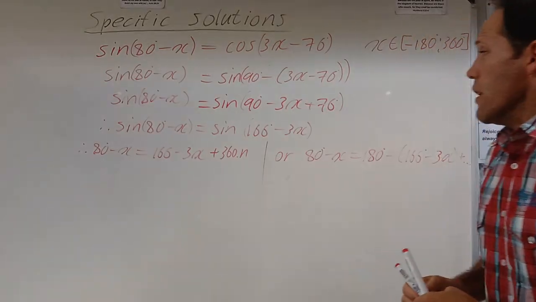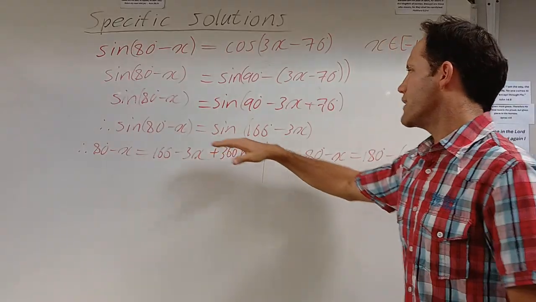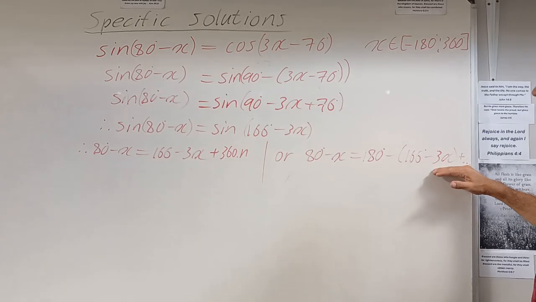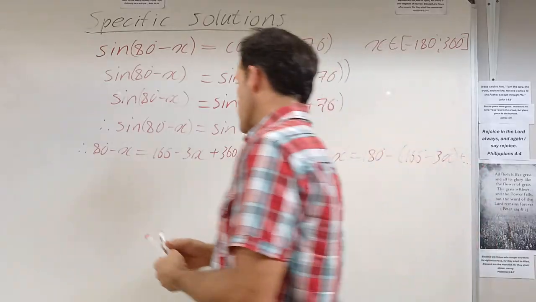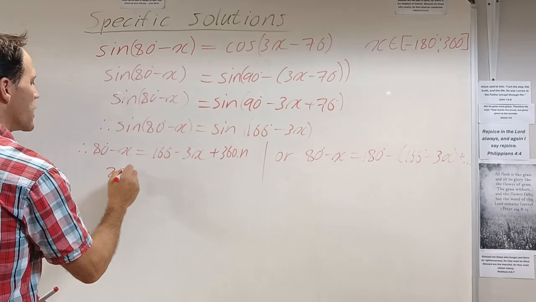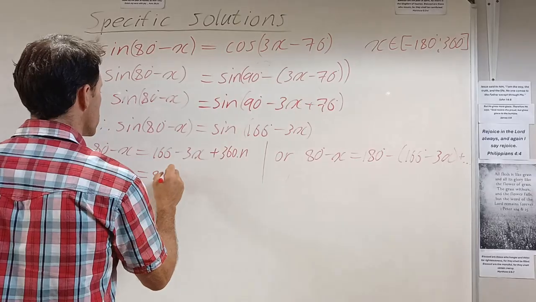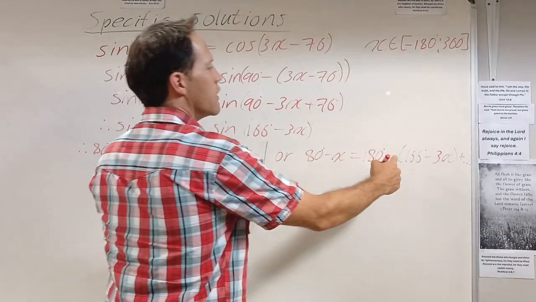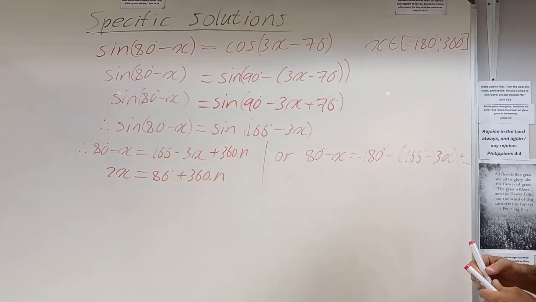And so we've got the angle equal to the angle, first quadrant, and then 80 minus x equal to 180 minus the angle. First and second quadrant. So remember, two solutions. Now we can play around. If you take the negative x over, negative x plus 3x gives you 2x. And if you take the 80 over, it's 166 minus 80, so it's going to be 86 plus 360 times n.